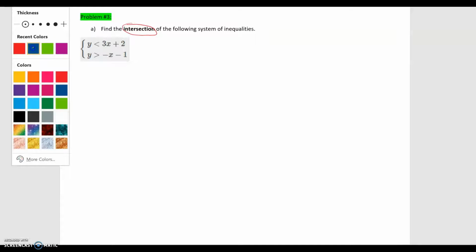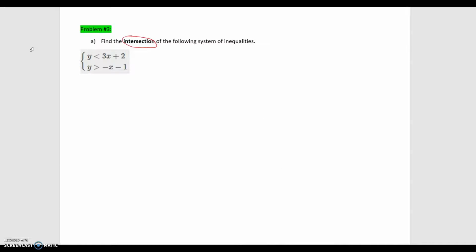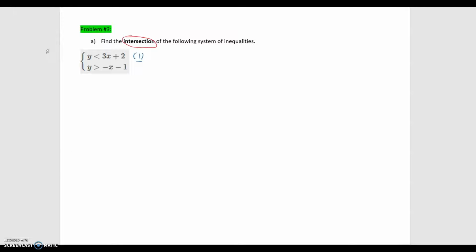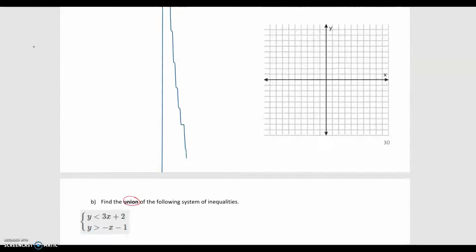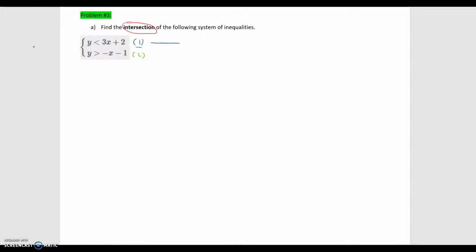So let me label them. I'll label this one as inequality 1, and then inequality 2. And let me do all the work for 1 on the side. Okay, there we go. So in this case, notice that both of the lines, because they're stated as less than or greater than, are going to be dotted lines.